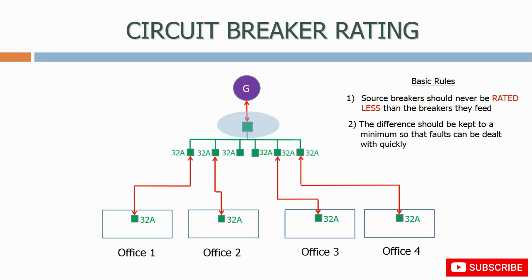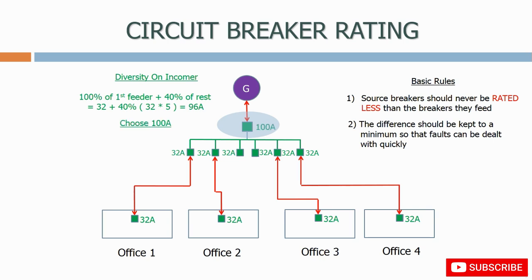What about the board incomer breaker? Well, let's use our common sense again. Is it likely that all 5 feeders will be fully drawing 32 amps all the time? No, of course not. Therefore, let's apply some diversity. Using the same factor as before, we have 100% of the first feeder rating plus 40% of the rest. Putting the numbers in now, that equals 32 amps for the first feeder and 40% of the rating for the other 5 feeders, which equals 96 amps. Therefore, let's choose a 100 amp circuit breaker.